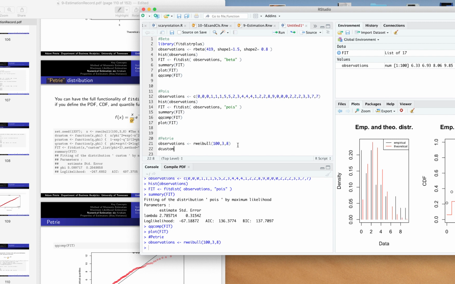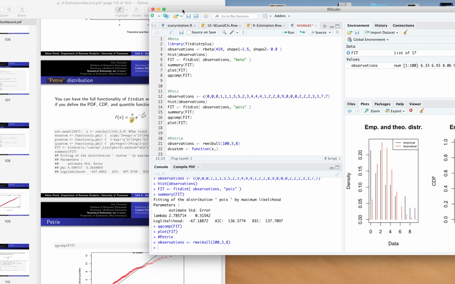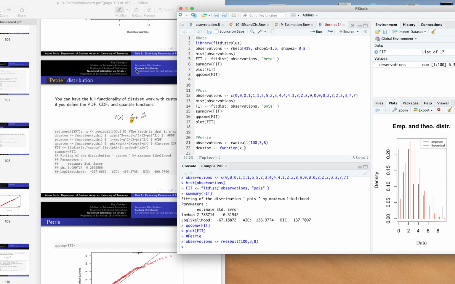Just like how dpois gives you the values of the PMF from a Poisson distribution, and dbeta gives you the values of the PDF from a beta distribution, dCustom is going to give me a chance to specify the formula for my PDF or PMF that I want to fit. So I'm going to assign that to the keyword function, making sure it's spelled correctly. My first argument is always going to be x, and my additional arguments are going to be whatever parameter or parameters I'm going to be trying to estimate. In this case, I just have one.